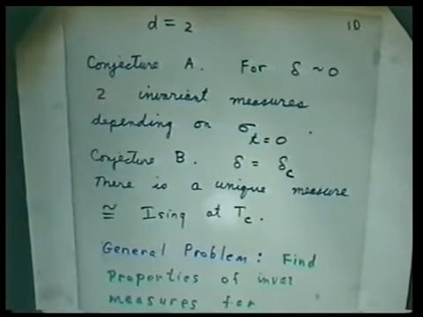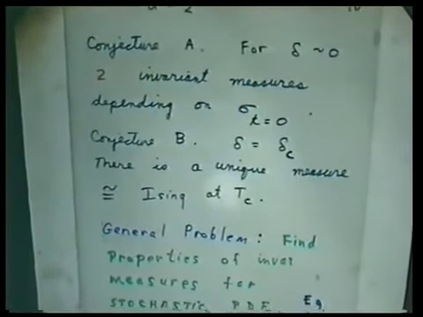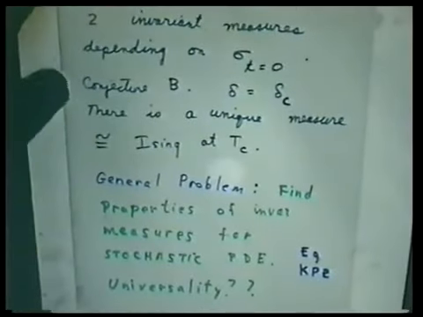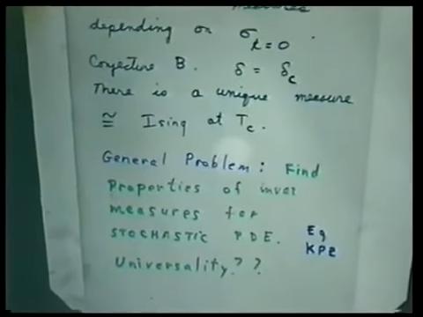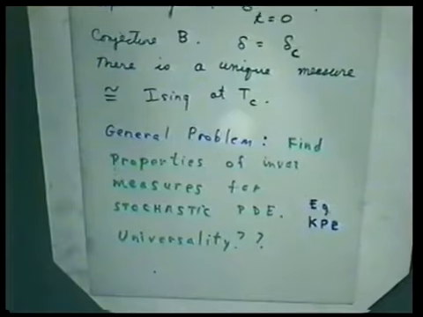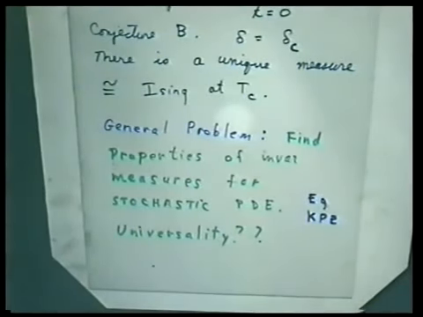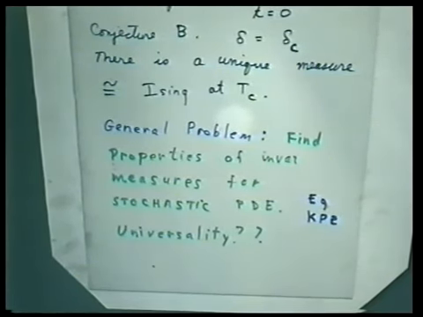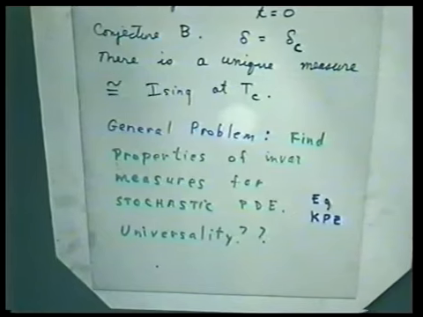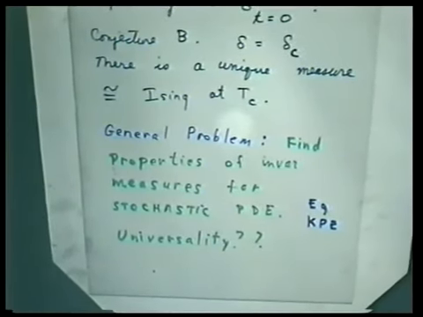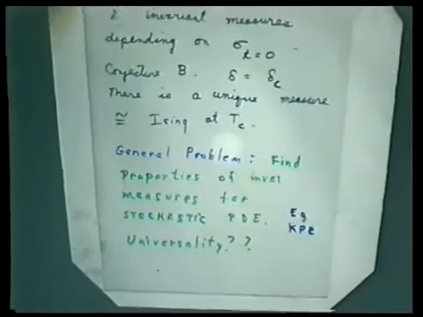The general problem is very difficult, but I put it up here because I believe it is a very important problem in statistical mechanics, to understand properties of the invariant measures for stochastic PDEs, which this is a very baby model for. There are models like Kardar-Parisi-Zhang, and to what extent there is universality. Here I'm asserting there's some universality, that you get back Ising at Tc.